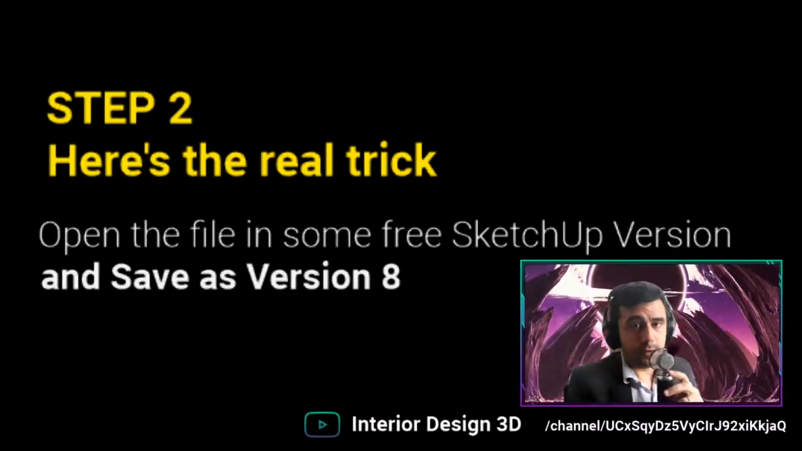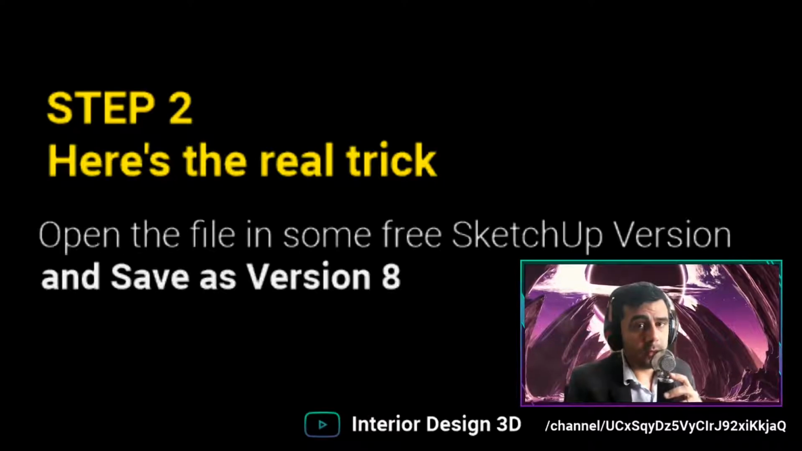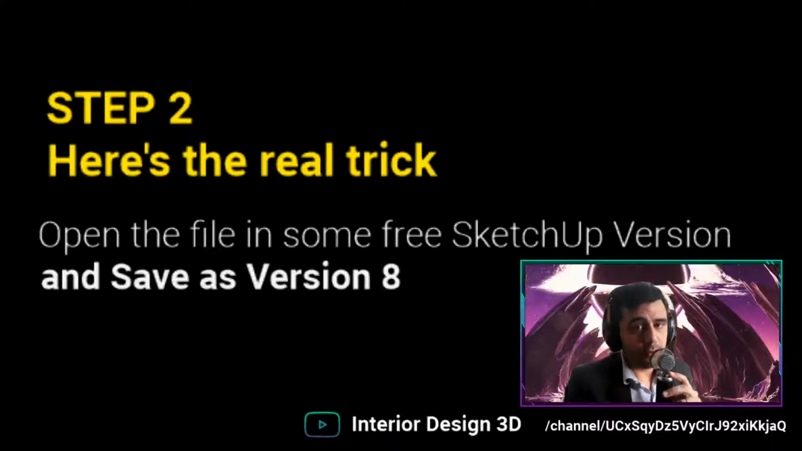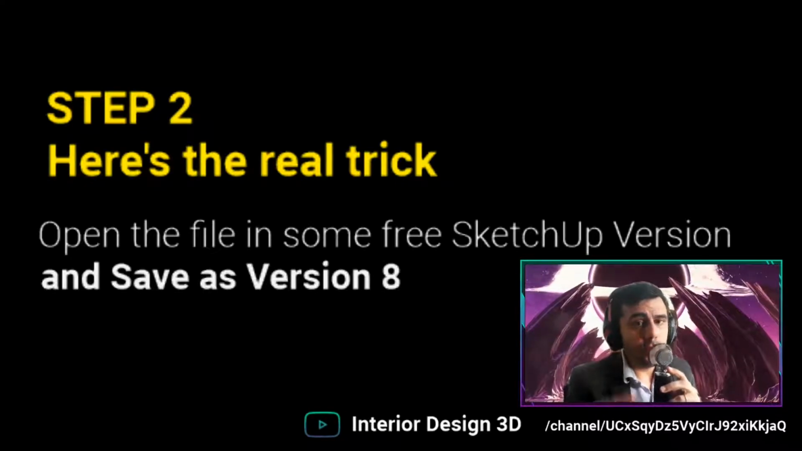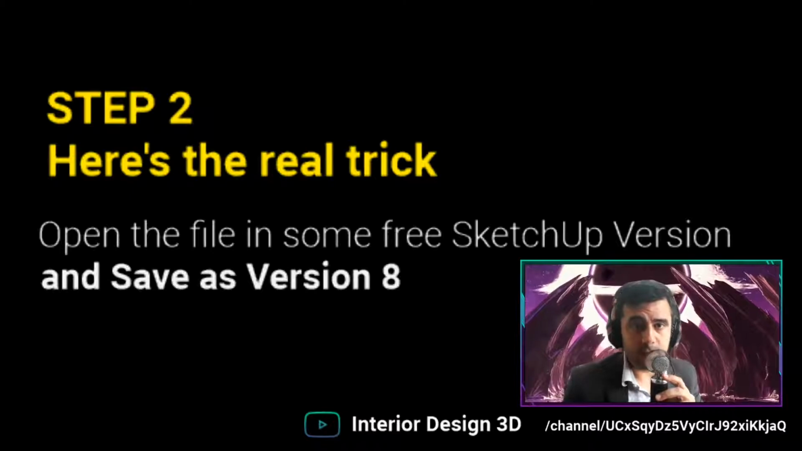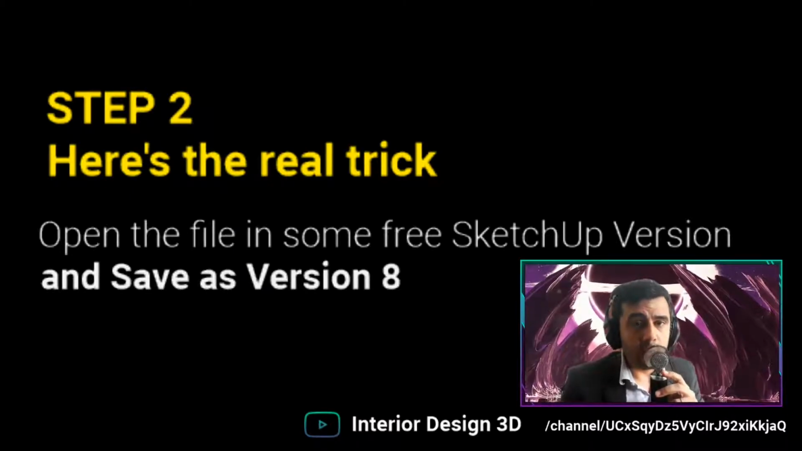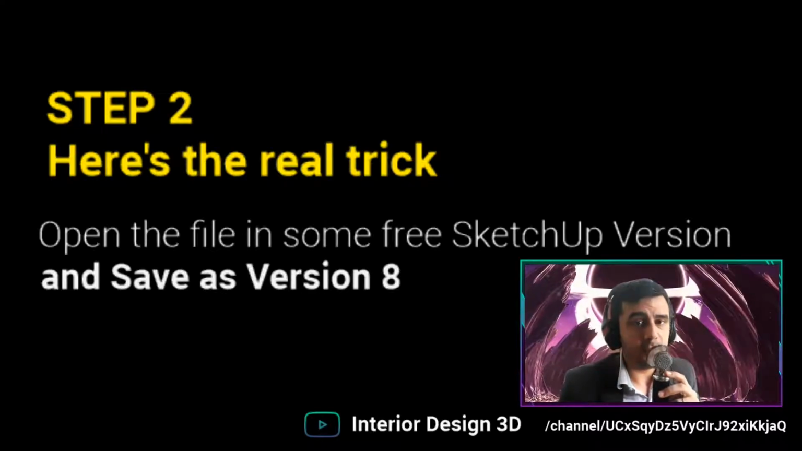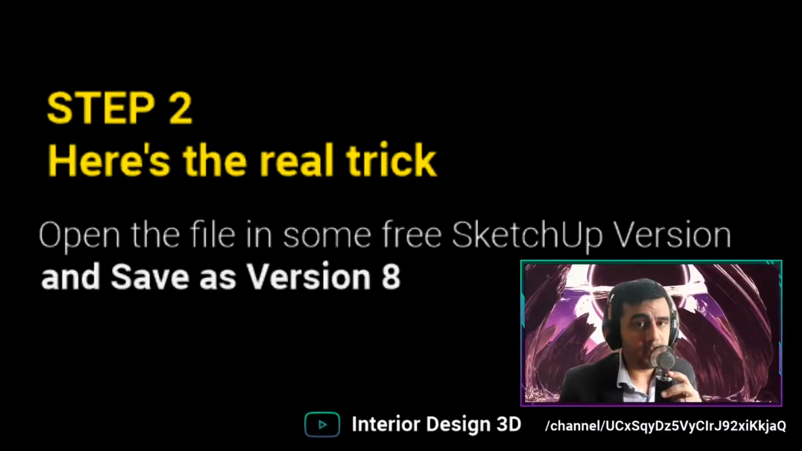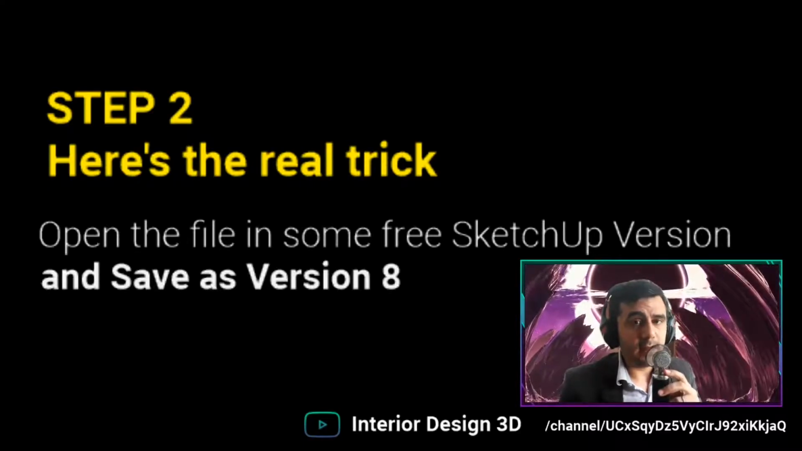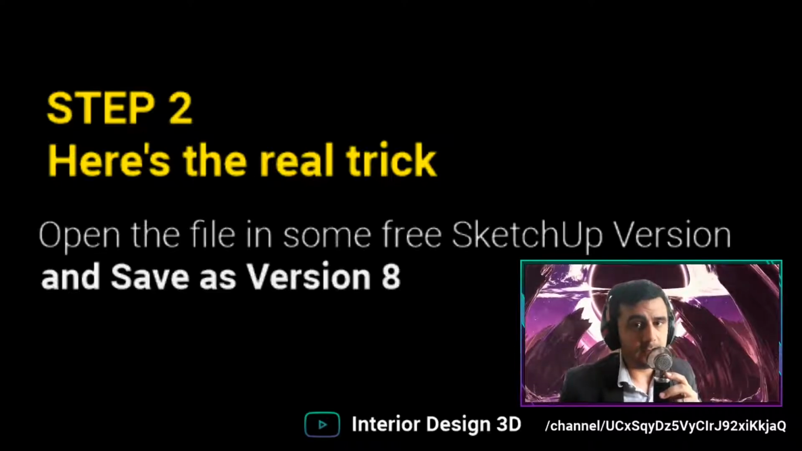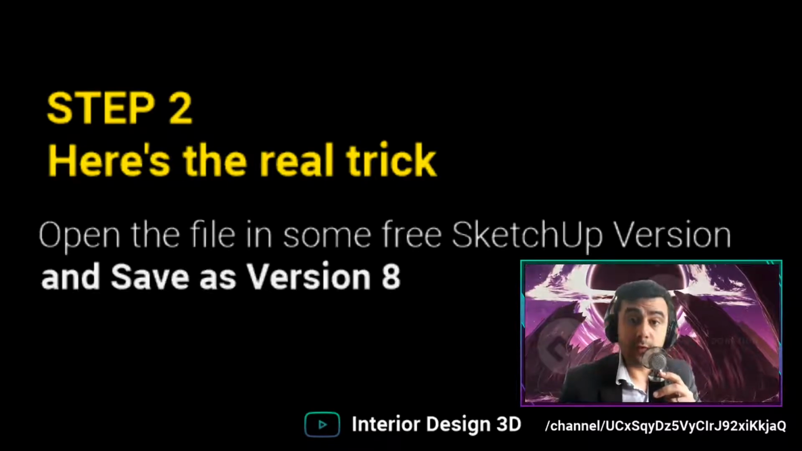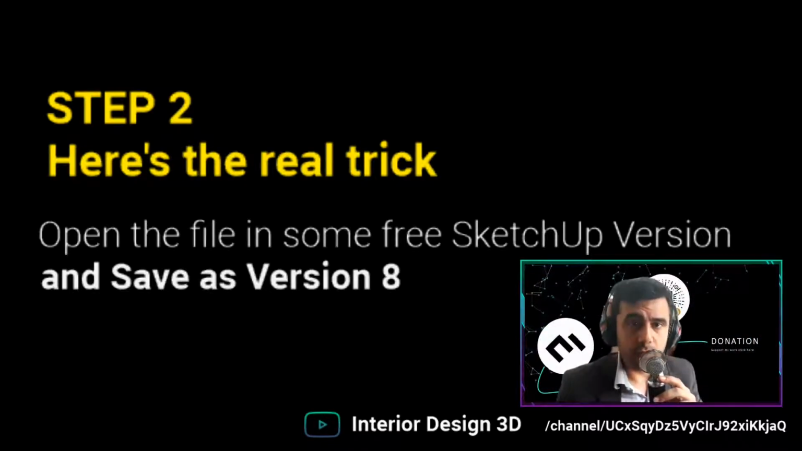Here's the real trick. All you have to do is open that file with some SketchUp software, and we will use this SketchUp to convert the file to another SketchUp format. Can you understand what I mean? The newer formats can't be read by 3ds Max, so we have to downgrade the file, and this will resolve the problem. I will show you now.